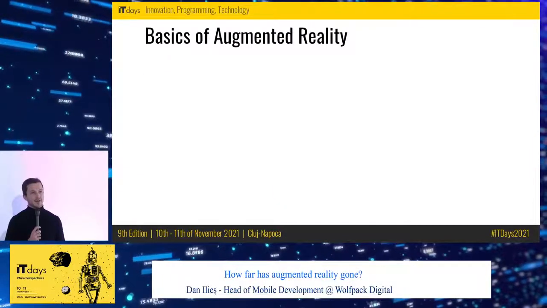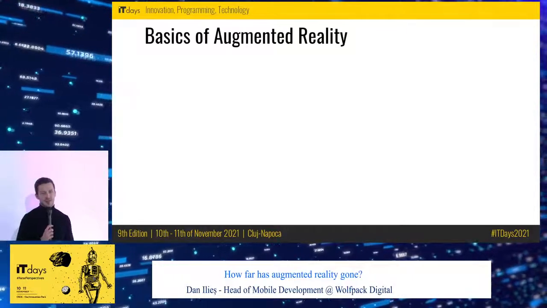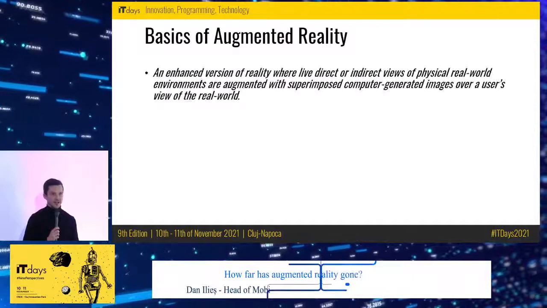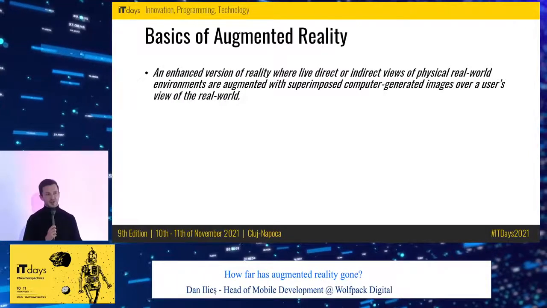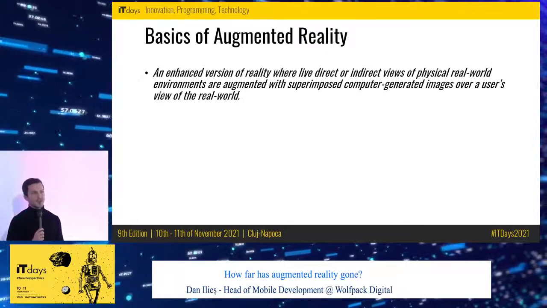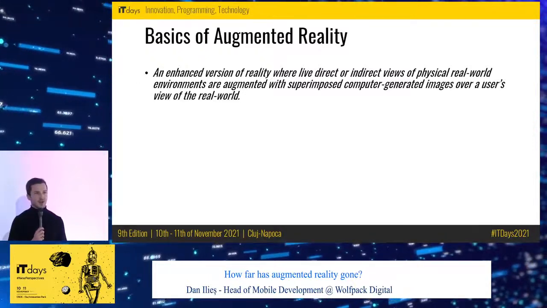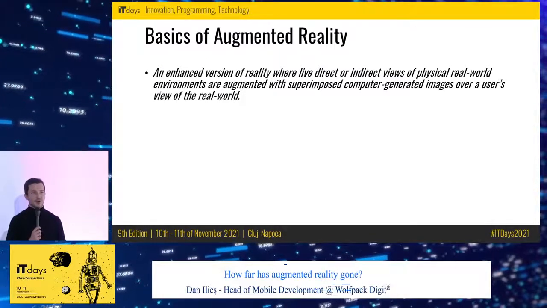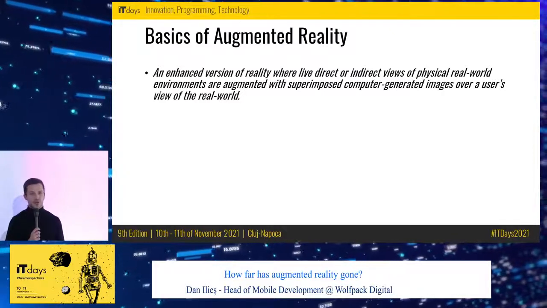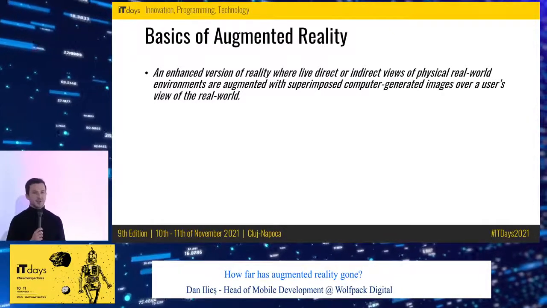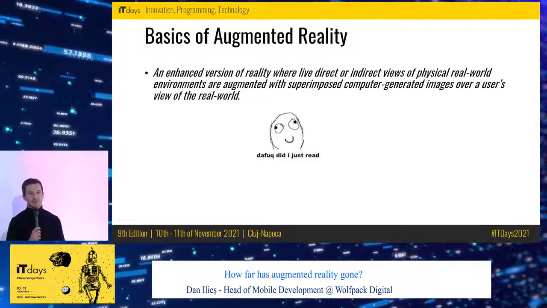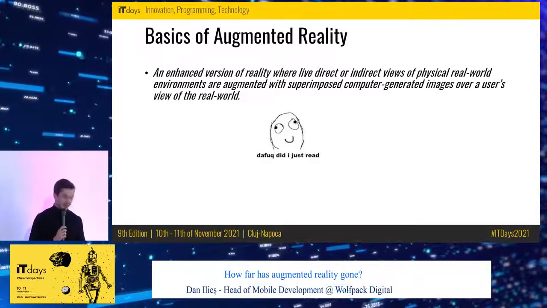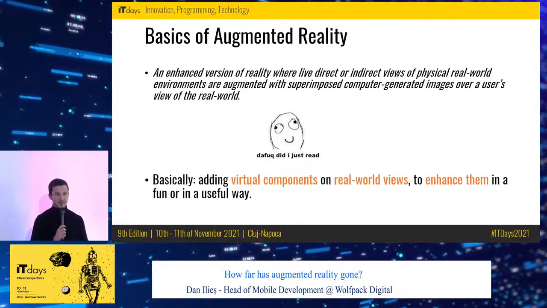Let's see. If we had studied augmented reality in school, we would have gotten a definition like this: an enhanced version of reality where views of the physical real-world environments are augmented with superimposed computer-generated images over a user's view of the real world. And we, as good students, would probably make this face because this definition is quite difficult. So let's simplify it a bit.